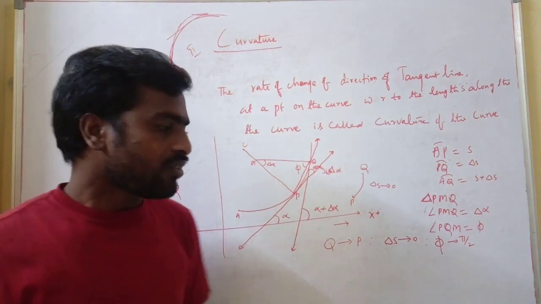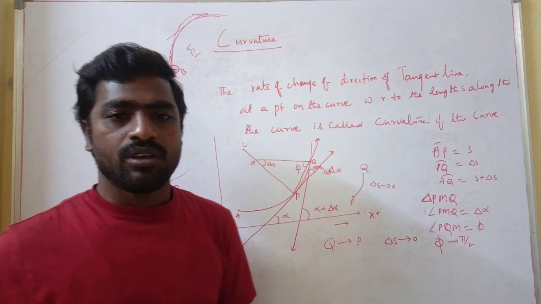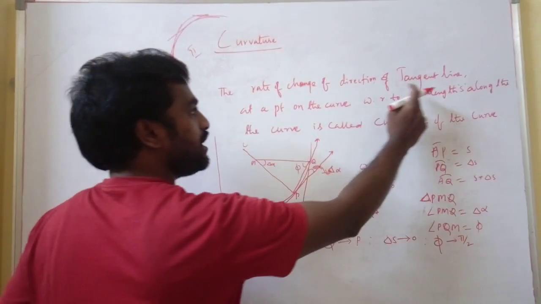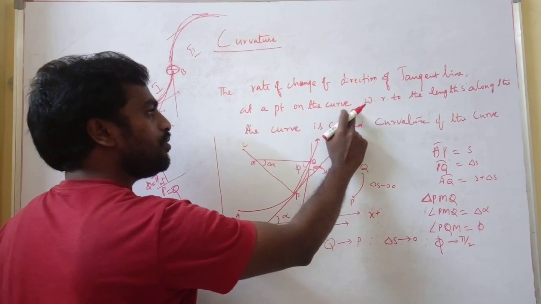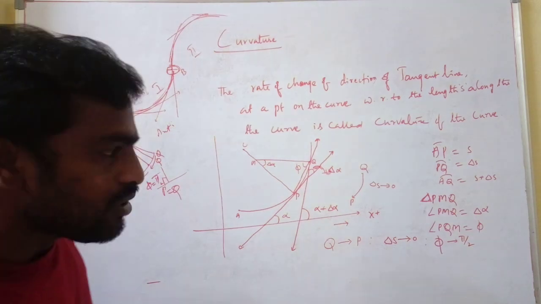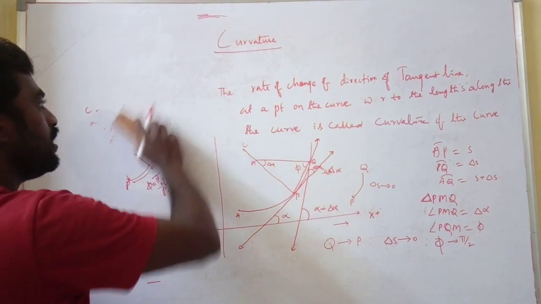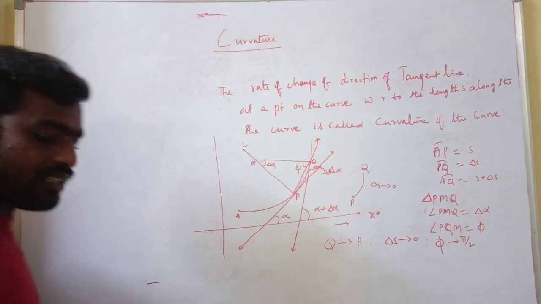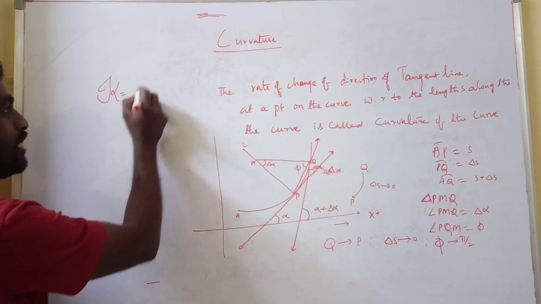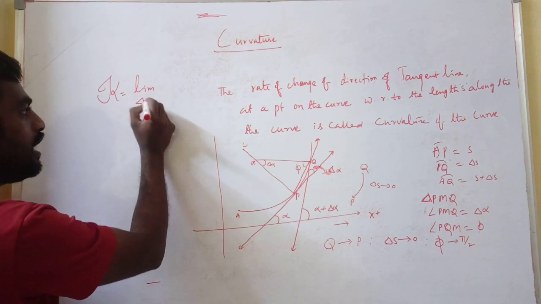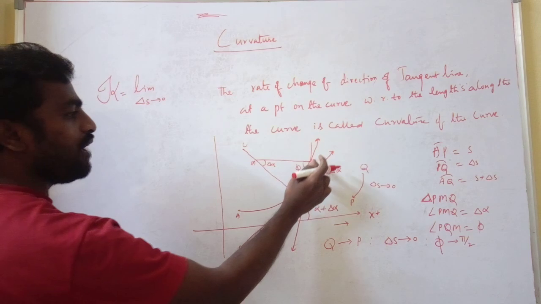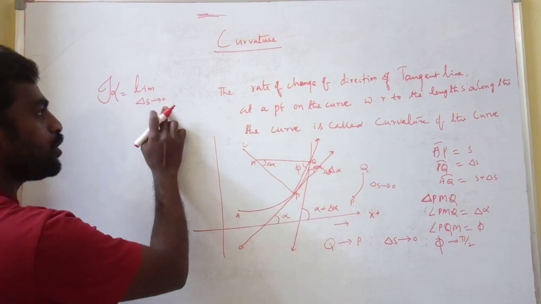Now we should express the curvature formula. The curvature means the rate of change of direction of the tangent line at a point on the curve with respect to the length S along the curve. It can be expressed in mathematical notation, denoted with the script K. K is equal to limit delta S tends to 0, because when Q approaches P, delta S approaches 0.